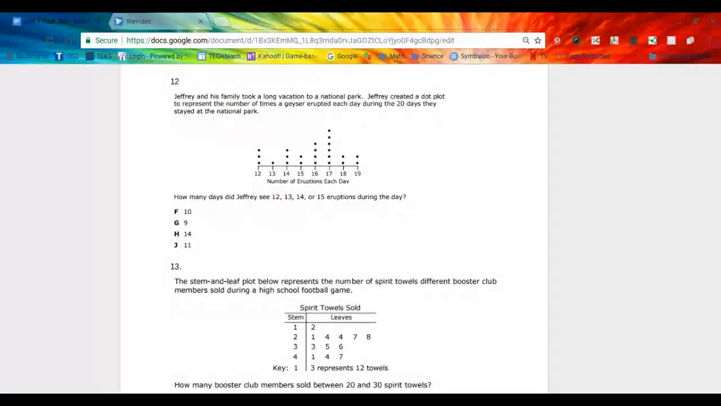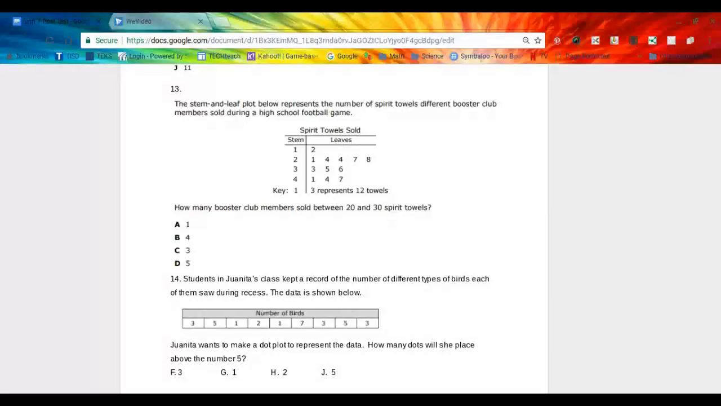Jeffrey and his family took a long vacation to a national park. Jeffrey created a dot plot to represent the number of times a geyser erupted each day during the 20 days they stayed at the national park. How many days did Jeffrey see 12, 13, 14, or 15 eruptions during the day?